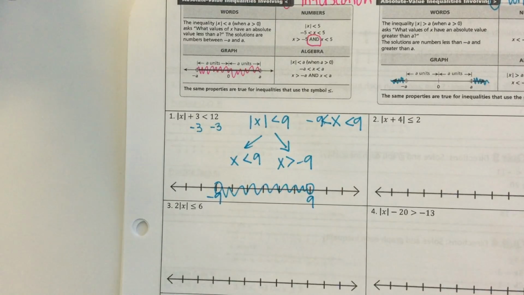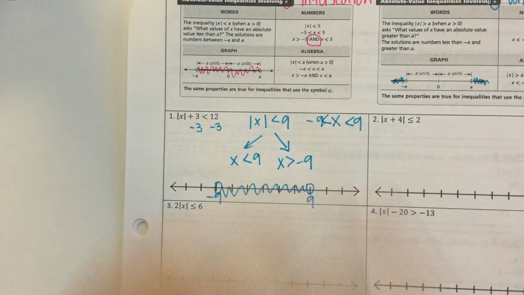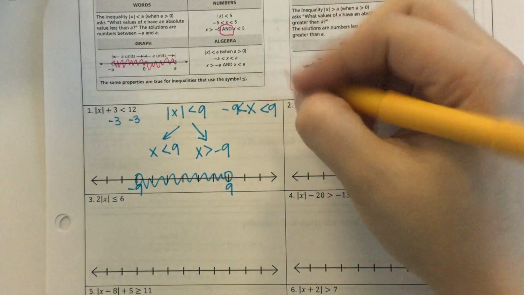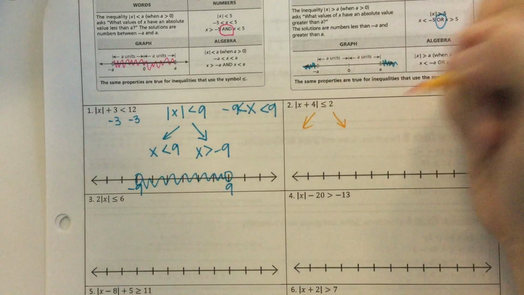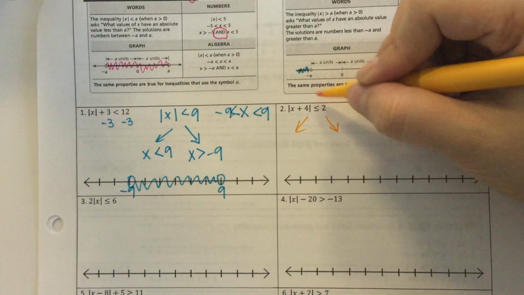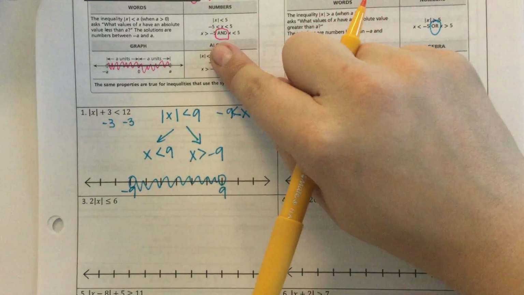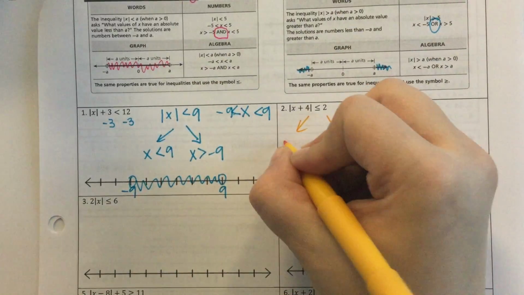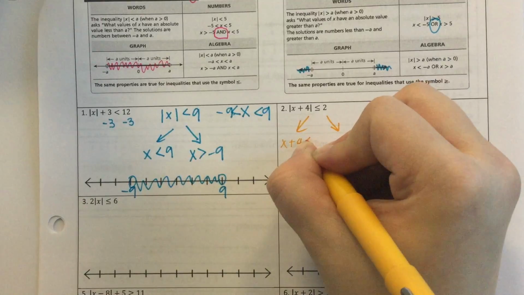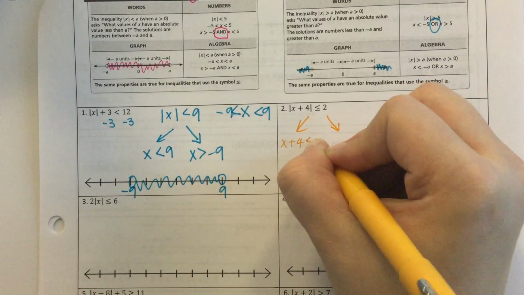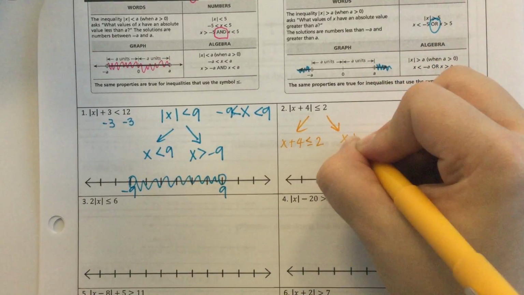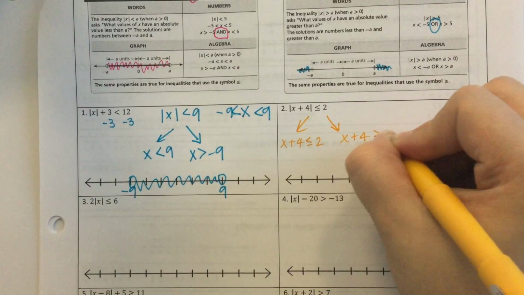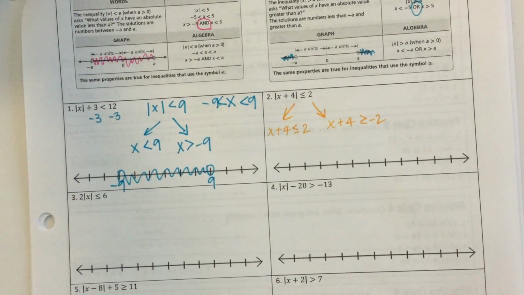Let's do the next one. My absolute value is already by itself, so I'm going to make two different equations. This is, again, a less than, so I'm going to have an and inequality, an intersection where they're in between. So I'm going to go x plus 4 is less than or equal to 2. And for the other, I flip the sign and I change the sign.